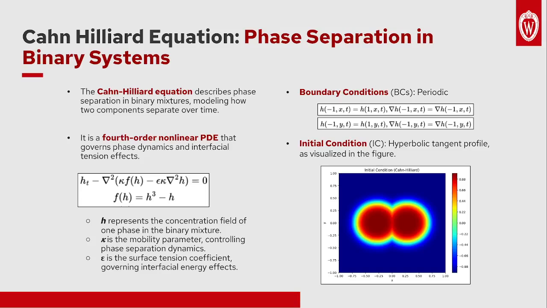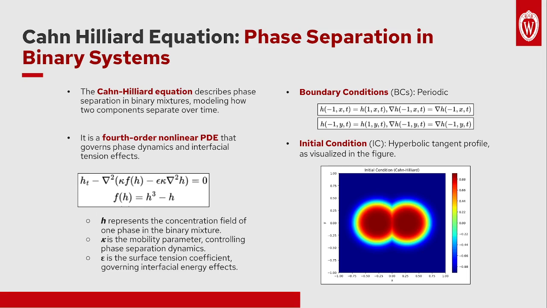The Cahn-Hilliard equation is a fundamental model in materials science. We'll study it in two dimensions where it governs phase separation in binary mixtures. Now, the way that I like to think about this is oil and water. These liquids do not mix together, but if they're in a jar, when you shake them up, how do they disperse over time? How do they separate over time? This is what the Cahn-Hilliard equation governs.